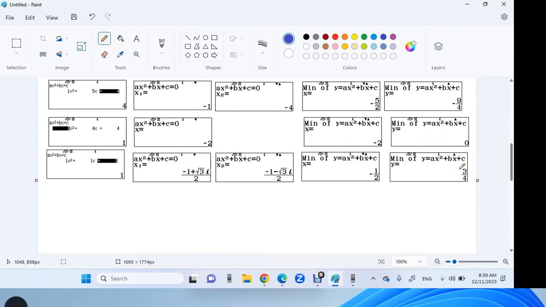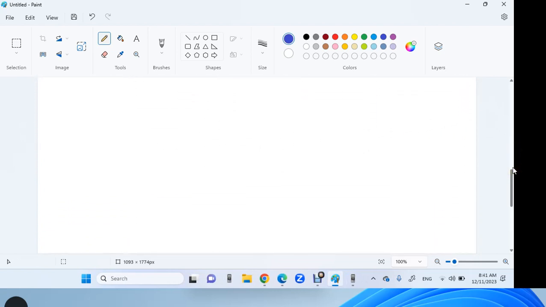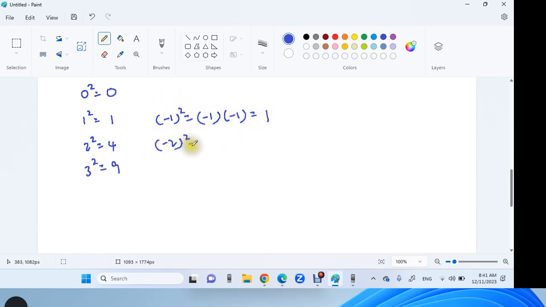Some students may ask, what is the meaning of imaginary number? What does the i stand for? So now I introduce to you what the imaginary number is. We have 0 squared equal to 0. Then we have 1 squared is 1. 2 squared is 4. 3 squared is 9. If I have negative 1 squared, then it's negative 1 multiplied by negative 1, which is 1. Negative 2 squared is negative 2 times negative 2, which is 4. And negative 3 squared is negative 3 times negative 3, which is 9.